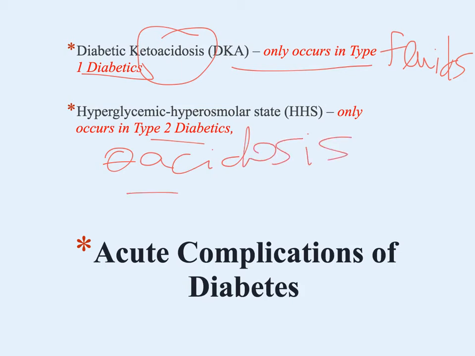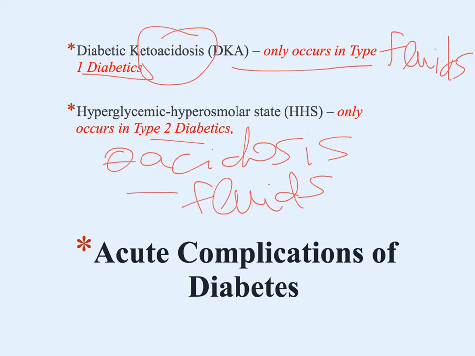Emergency treatment for HHS is also fluids. We have to hydrate them. And then we start working on getting their blood sugar down. But essentially, these are people who are ill, severely dehydrated, and severely stressed from another illness. And so we need to get that fluid level fixed.